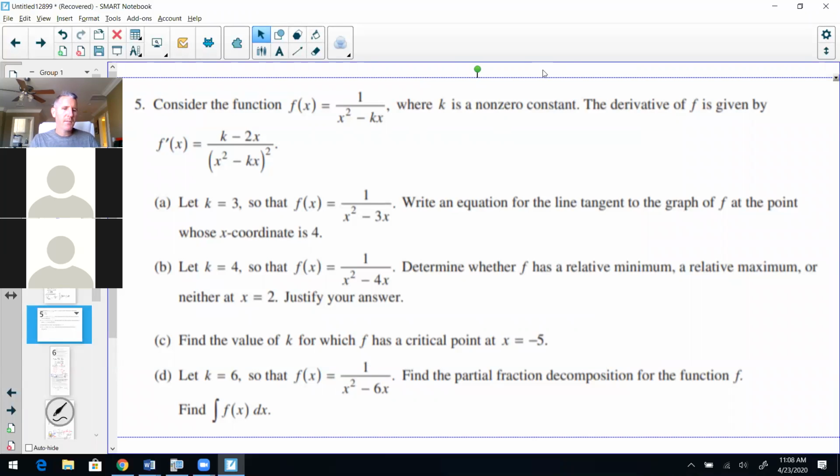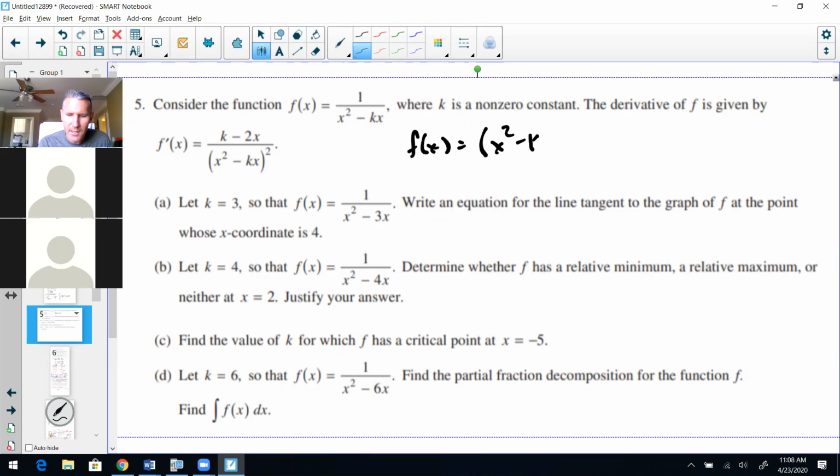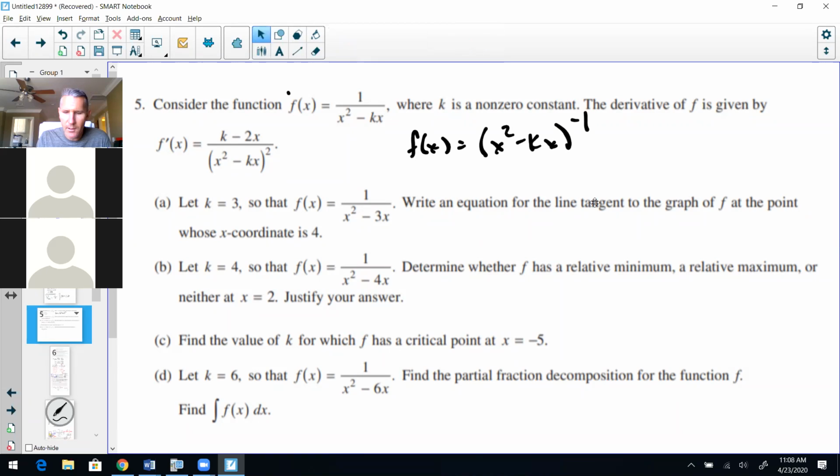It says, consider the function f of x equals 1 over x squared minus kx, where k is a non-zero constant. The derivative of f is given by that guy, which you could find by treating this as f of x equals quantity x squared minus kx to the negative first, and then you could either do the quotient rule, or you could do the power rule with the chain rule, how I have it right there, but you're going to get this. Anyway, they give that to you.